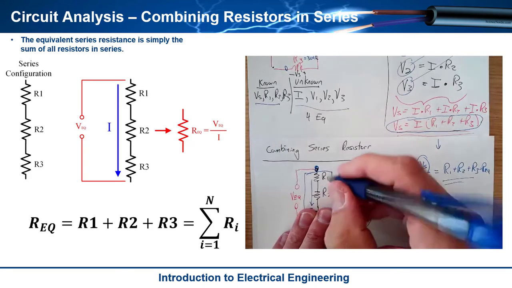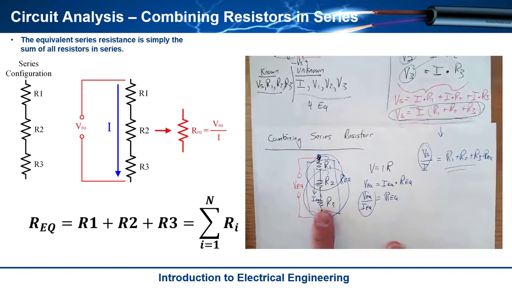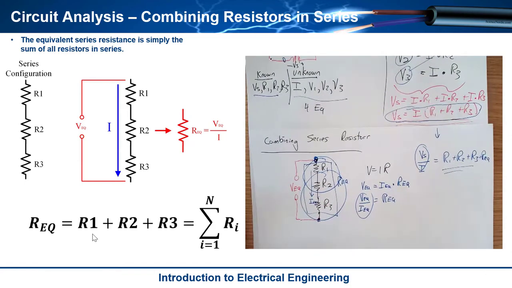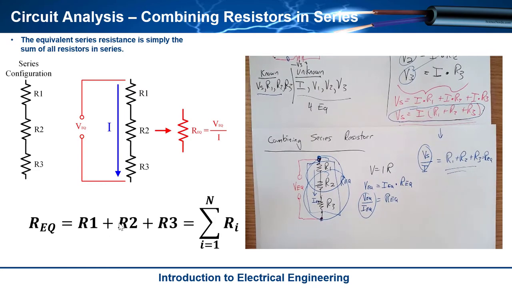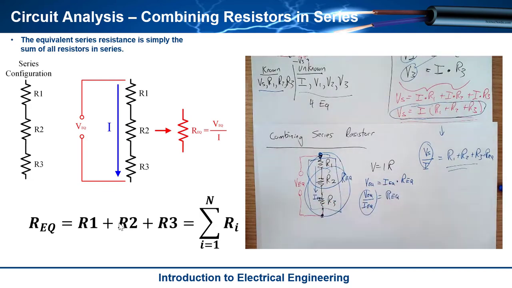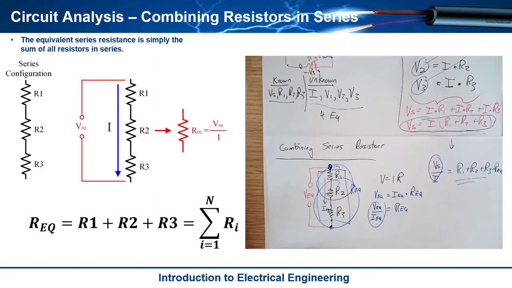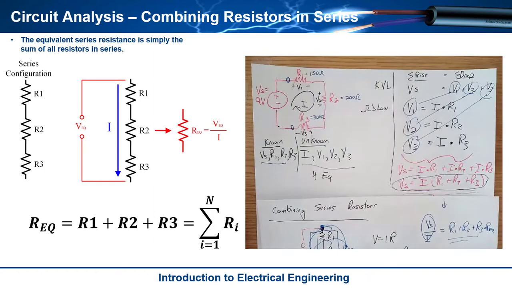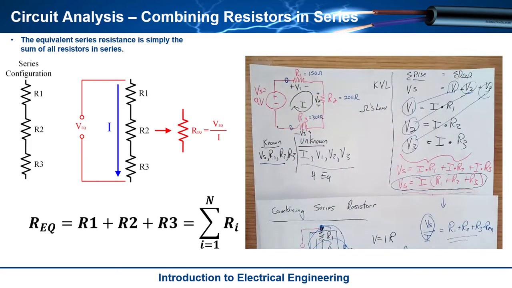If there are only two in series, then the equivalent resistance is R1 plus R2. The equivalent resistance of this combination is R2 plus R3. And there's a generic equation where you can say it's the sum of all the resistors: R1 plus R2 plus R3 plus all the other ones up to the number of resistors. So we have just derived how to combine resistors in series, and I did it all with this simple test circuit that had one loop and resistors in series.